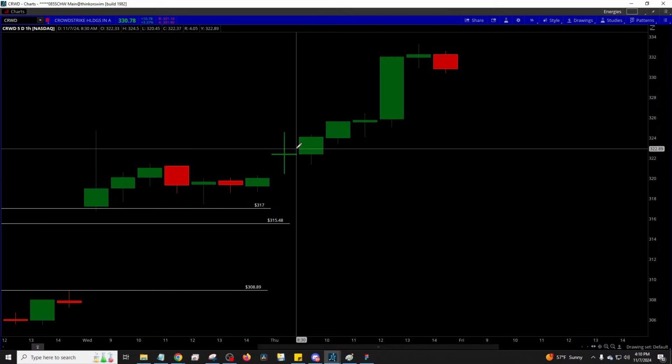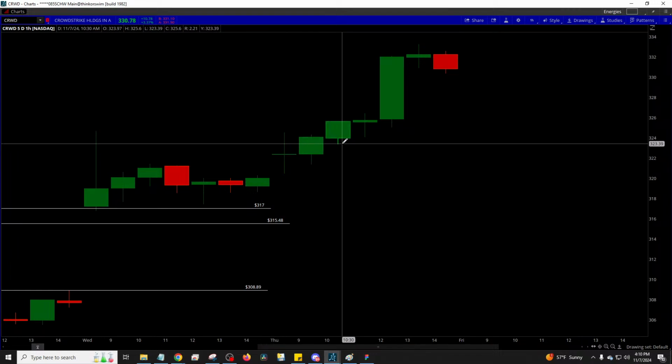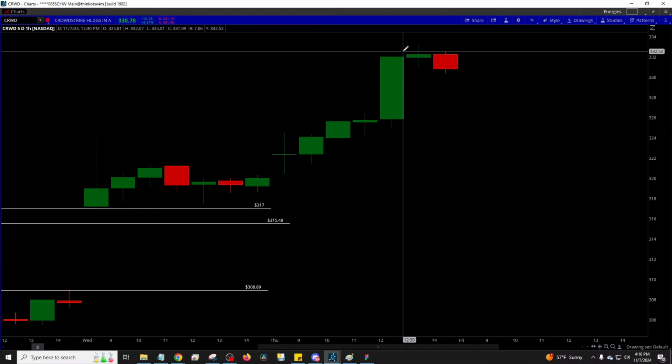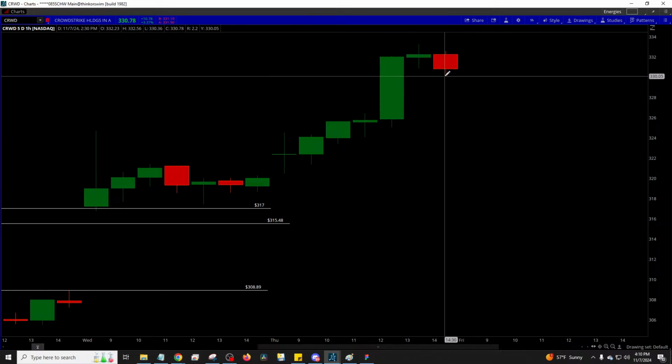Don't stay around. The 2-1-2 continuation. Stop at the low of this bar. The momentum hammer. Ripper. Boom to the highs. And then the 2-2 reversal to get out.